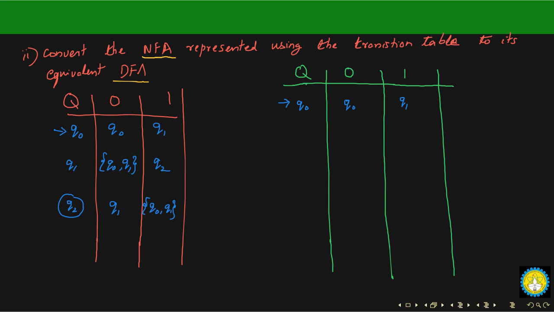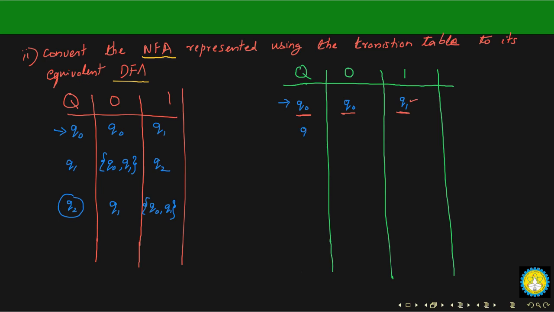Whenever you are filling up the DFA table and you encounter a new state, you have to write its transitions. The important thing to remember here is that you started with Q0, then you got Q0 and Q1. So Q1 is a new state for you. You have to write the transitions for Q1 now. So let me write the transitions for Q1.